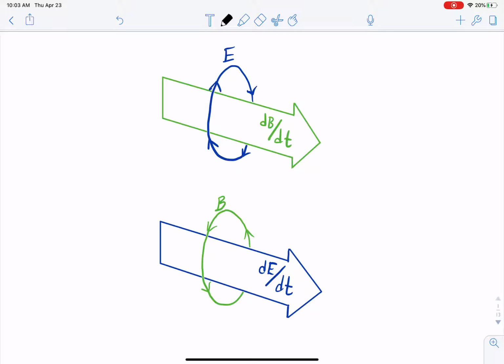Okay, so we've learned about Faraday's law, which says that a changing magnetic field causes an electric field. We wrote this.